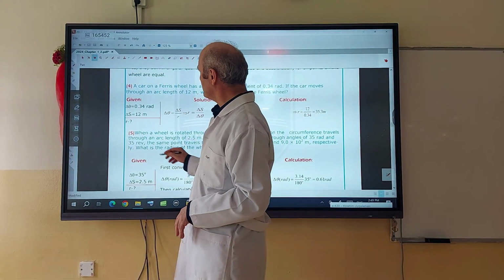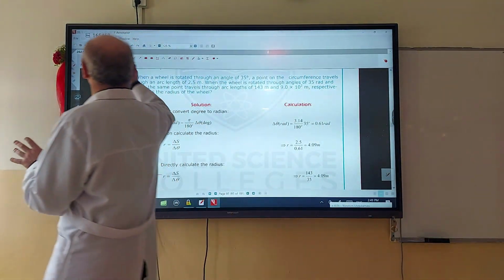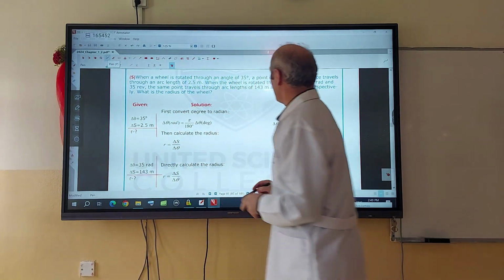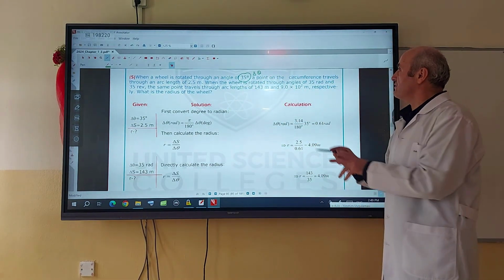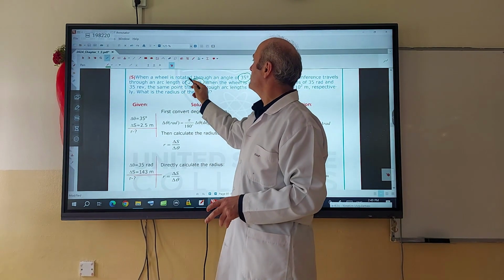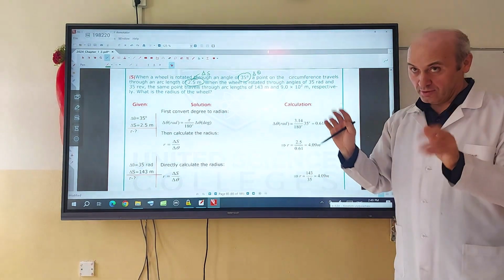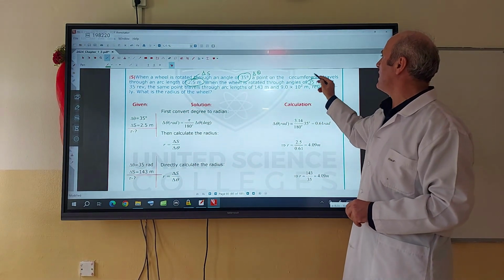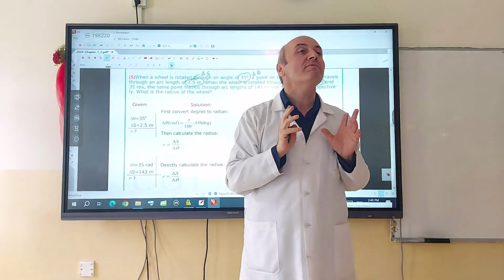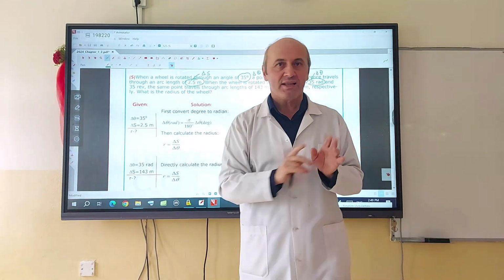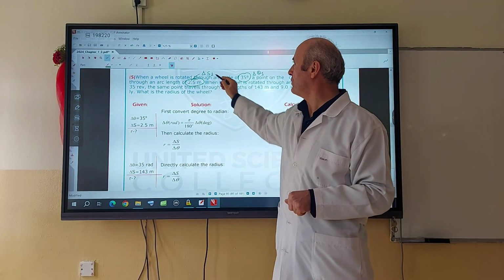Question number 5. In fact, it's also easy, but sometimes students cannot understand what this question is talking about. What is it talking about? When a wheel is rotated through an angle of 35 degrees, which is angular displacement, a point on the circumference travels through an arc length of 2.5 meters, delta s. When the same wheel is rotated through an angle of 35 radians, again angular displacement, and 35 revolutions, you are rotating the same wheel at different angular displacements. That's why I'm going to label them. The first one is delta theta 1, and delta s1 is going to be 2.5.